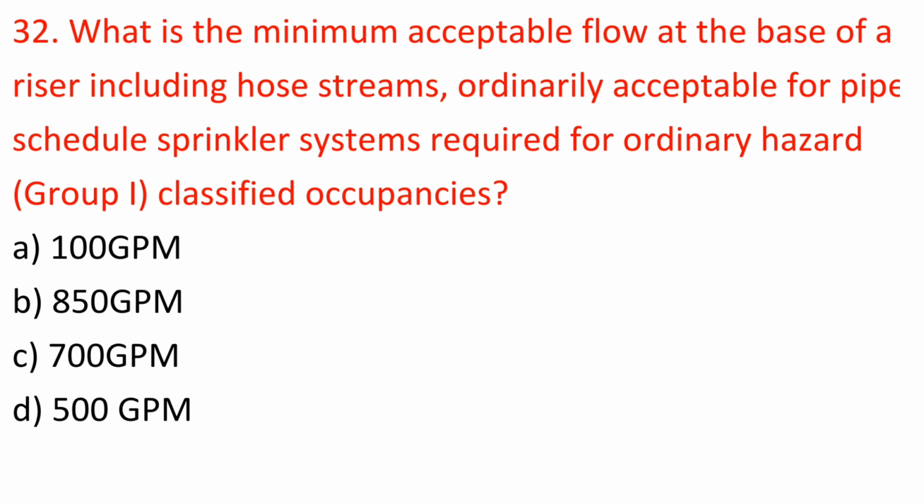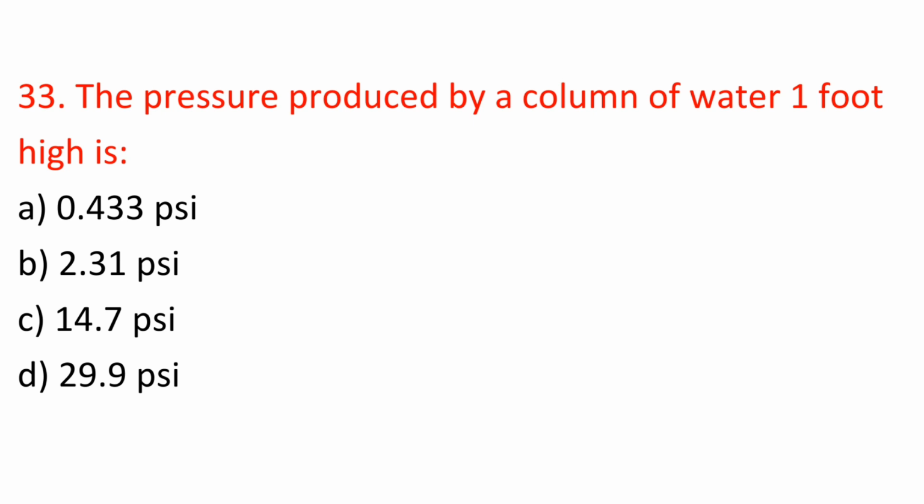Question 32. What is the minimum acceptable flow at the base of a riser including hose streams, ordinarily acceptable for pipe schedule sprinkler systems required for ordinary hazard, Group I, classified occupancies? A. 100 GPM. B. 850 GPM. C. 700 GPM. D. 500 GPM. Answer. B. 850 GPM.